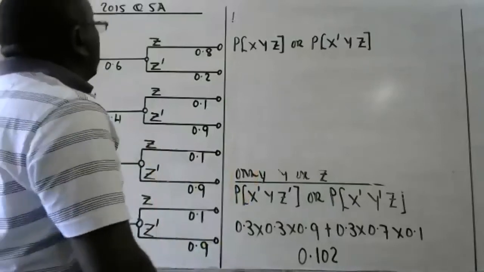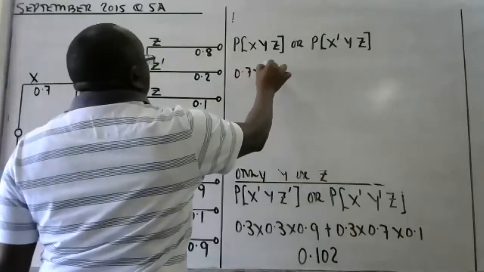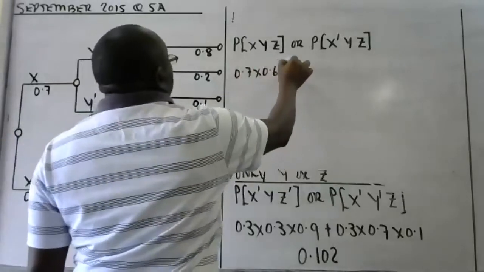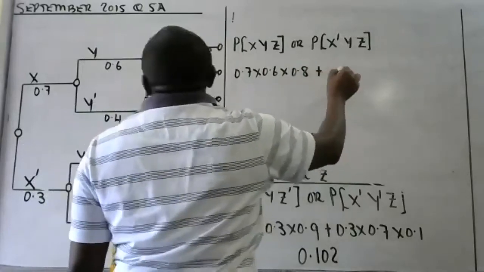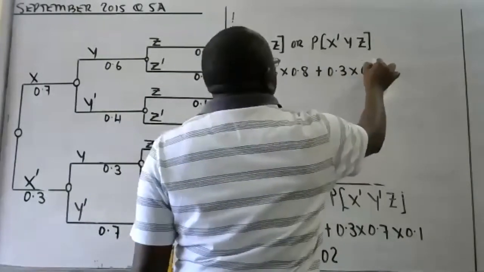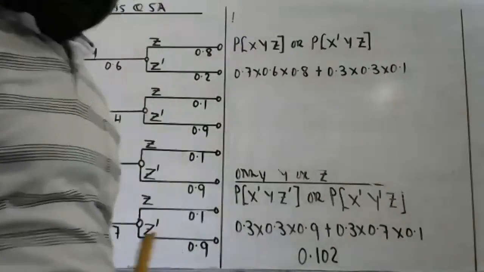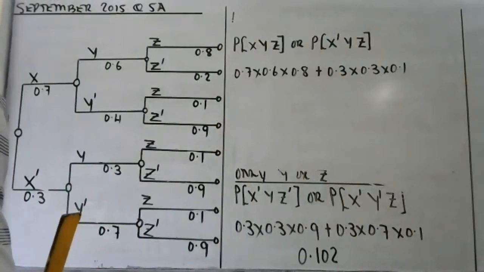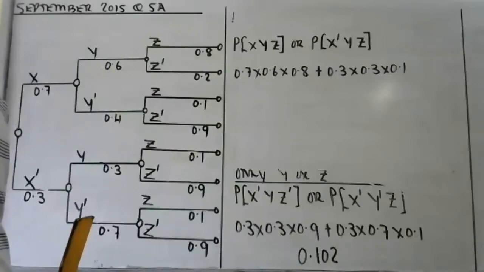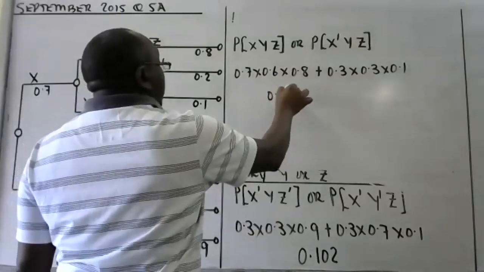So those two. After this one, it will be 0.7 times 0.6 times 0.8 plus 0.3 times 0.3 times 0.1. So 0.7 times 0.6 times 0.8 plus 0.3 times 0.3 times 0.1, 0.345.